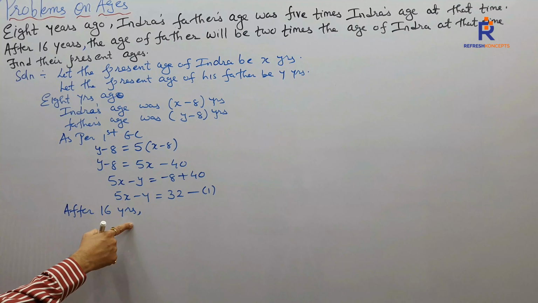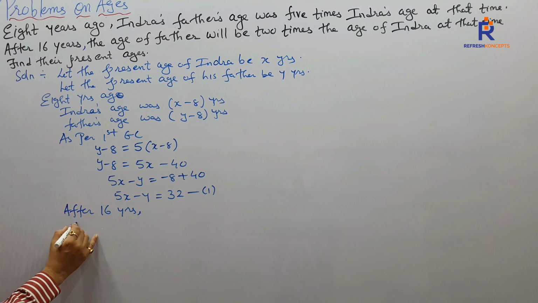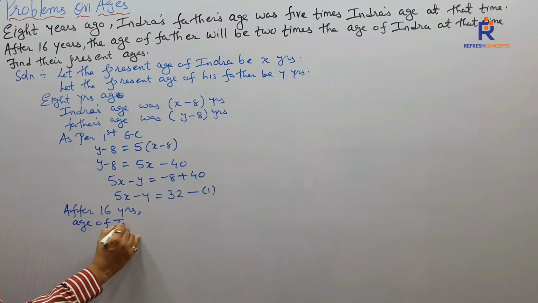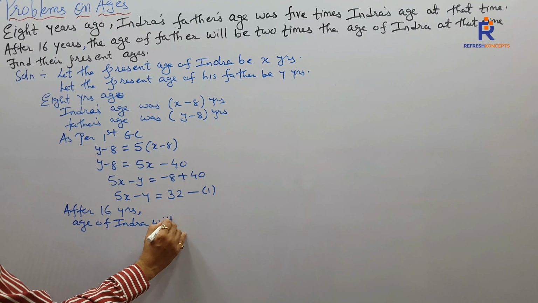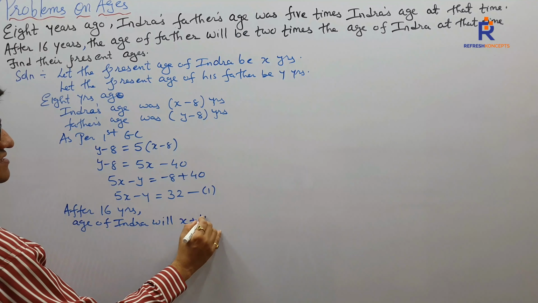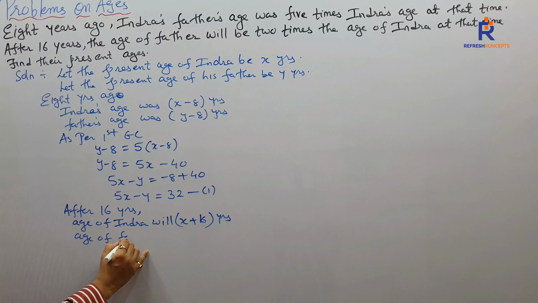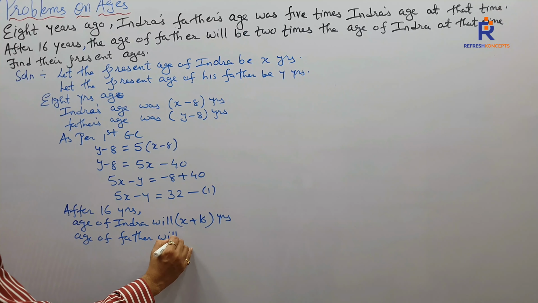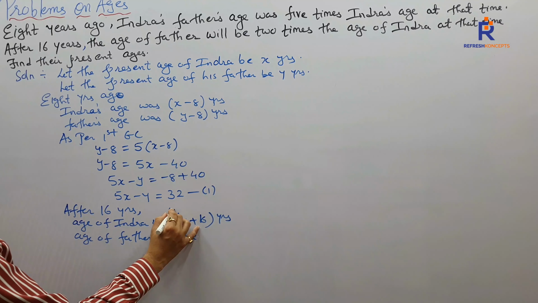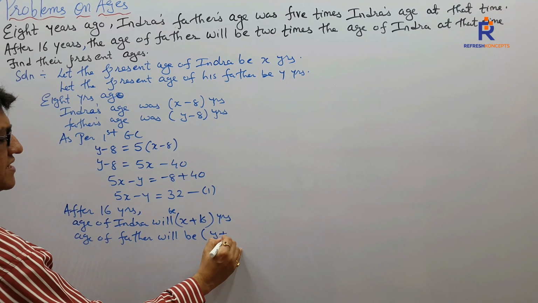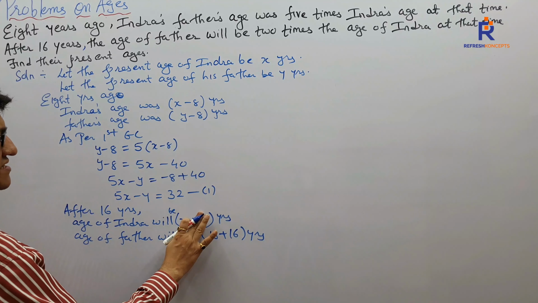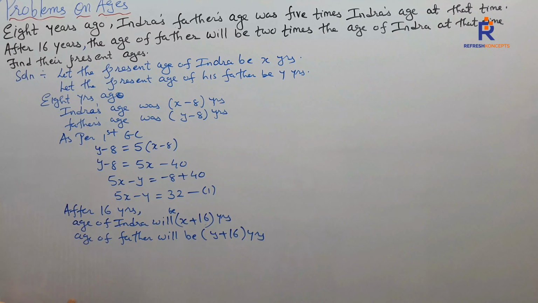After 16 years, what shall I write down first? Age of Indra will be, what shall be the age of Indra? X plus 16 years. Age of father will be, how much will it be? Father will be Y plus 16 years. X plus 16 years and Y plus 16 years. Now can we frame the equation as per the second statement?